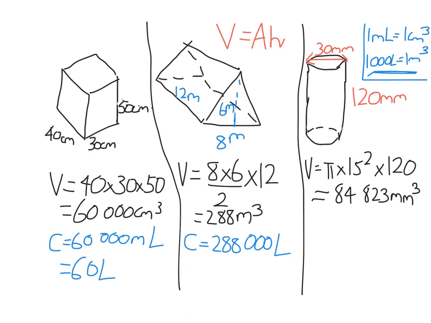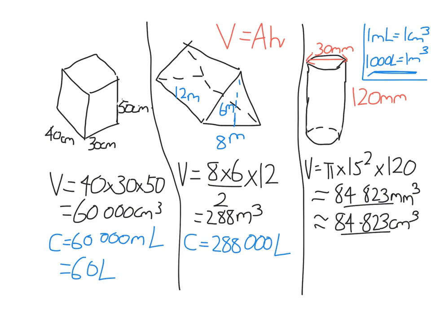How do we go from millimeters cubed for the cylinder into milliliters? Well, we know a milliliter is a centimeter cubed, so we're going to convert this into centimeters cubed. Remember, if we wanted to go from millimeters to centimeters, we would divide by 10. But because we're going millimeters cubed to centimeters cubed, we want to divide by 10 cubed, which is 1,000. So this would be about 84.823 centimeters cubed. To get from here to here, I just divided by 1,000.